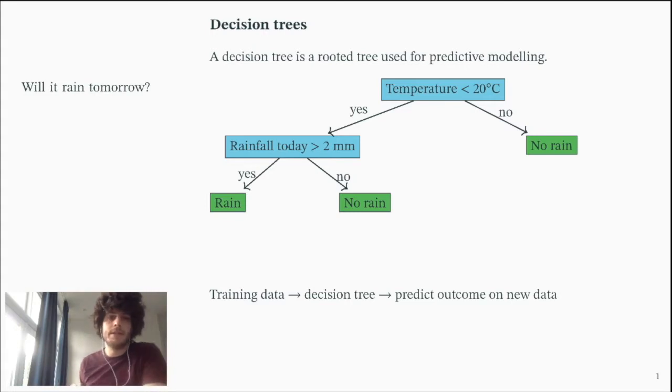Now, to come up with this model, I could, for example, for 1 month, keep track of rainfall, temperature, and look whether it's going to rain the next day. Feed this into a training algorithm, and the training algorithm might come up with this model as sort of like the best decision tree that matches the data. Using this decision tree, I can then predict outcomes on new data.